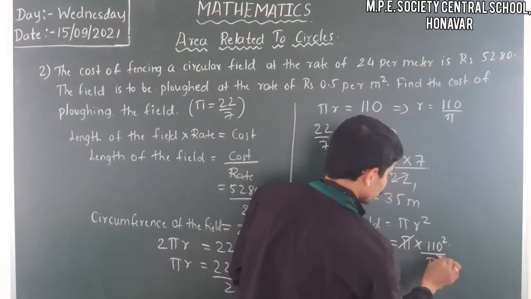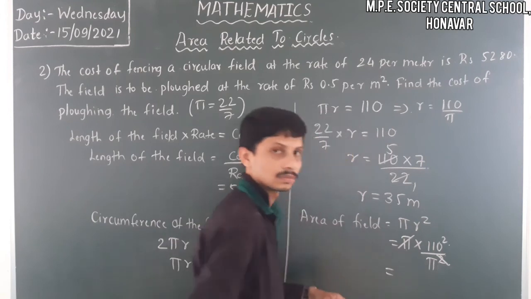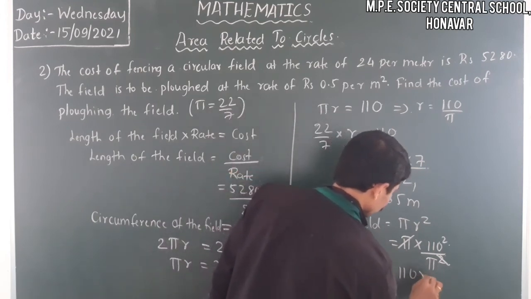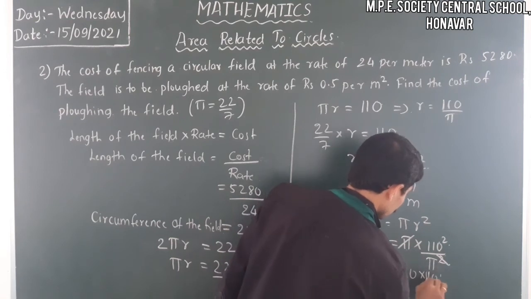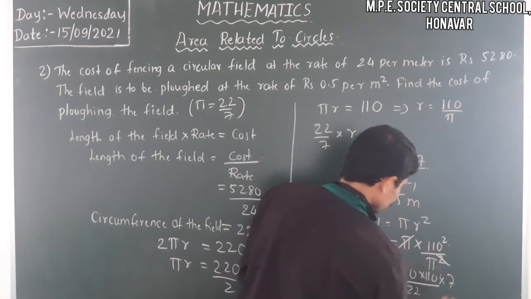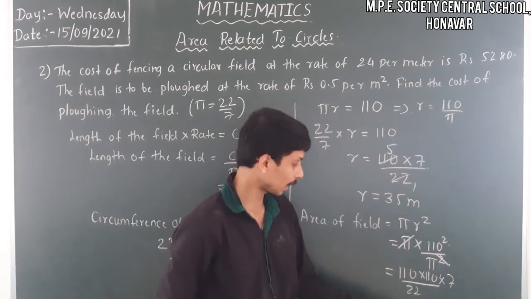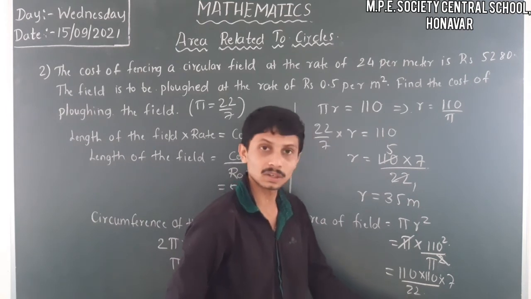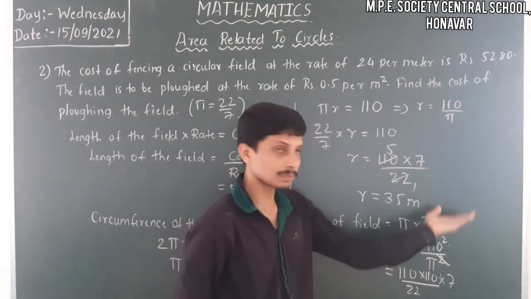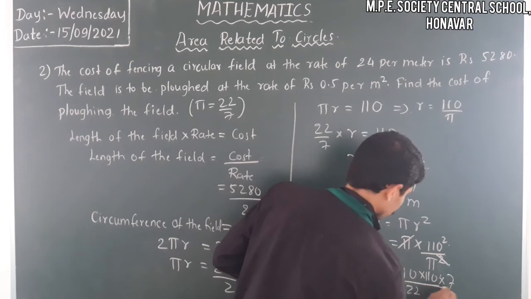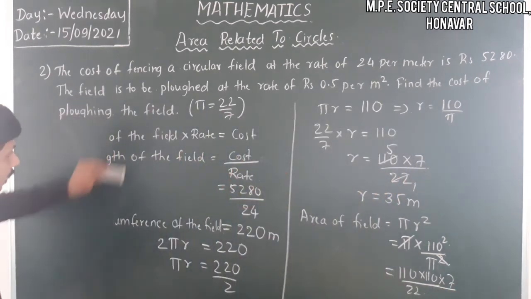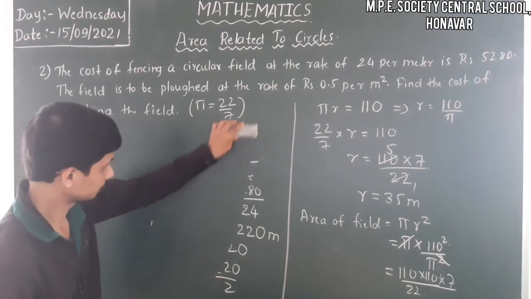Then 1 pi is getting canceled. Then just observe. Here we have 110 into 110 divided by 22 into 7. This is 22 by 7. So after taking this denominator, it moves to the numerator here. This is the area of the field, and then let us move on to the next part.